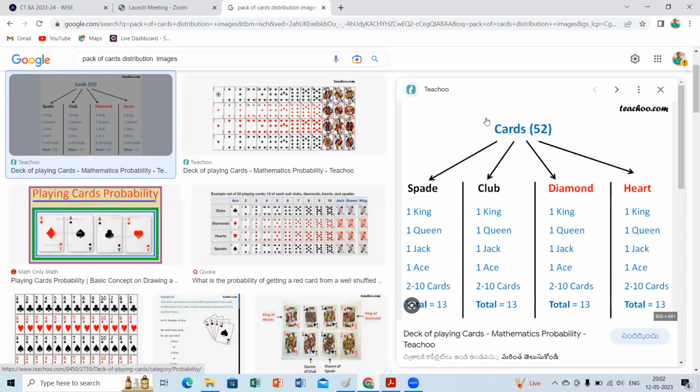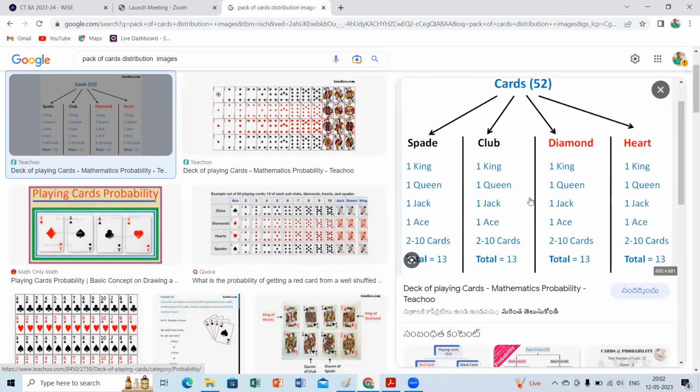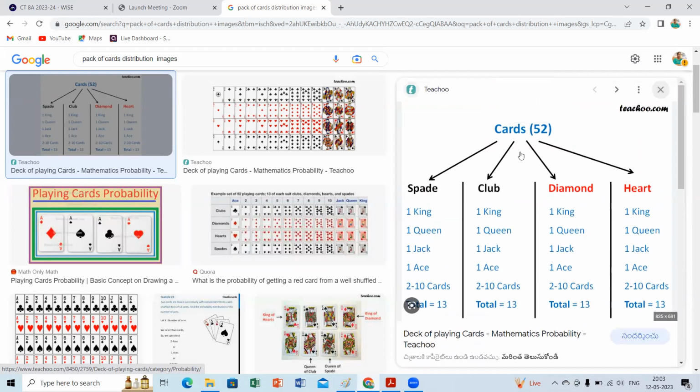You can see, children, in total we have 52 cards. In that we have black cards 26 and red cards 26. In black cards we have spades 13 and clubs 13. Each suit has a king, queen, jack, ace, and 2 to 10 cards, total 13 cards. Total 13 plus 13, 26. Diamonds and hearts also have the same thing, total 26. If you want, please make a note of this so that it is easy for you.